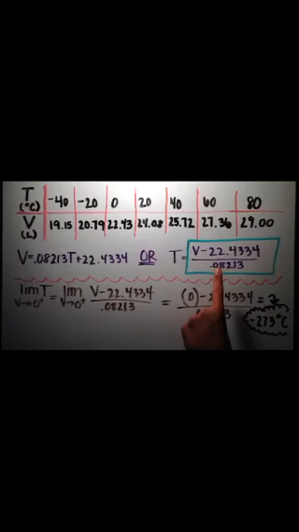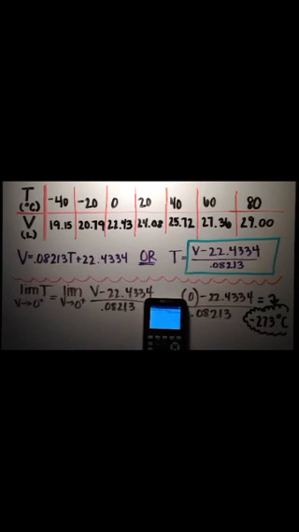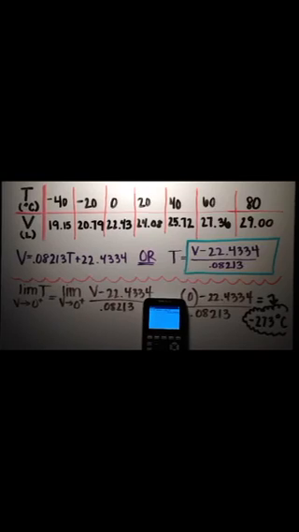Since T is equal to this expression, you solve the limit of this expression to get the limit of temperature. To solve this particular limit, you immediately direct substitute 0 for V, which gives you a value of negative 273.15 degrees Celsius, equal to 0 degrees Kelvin on the absolute scale used for gases.